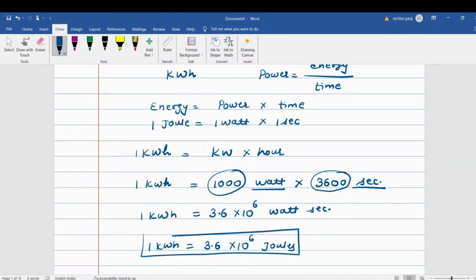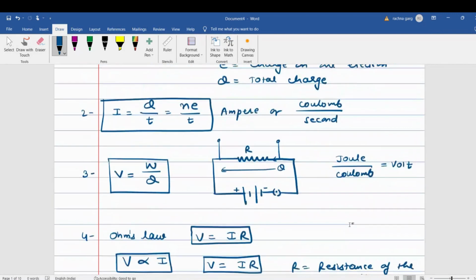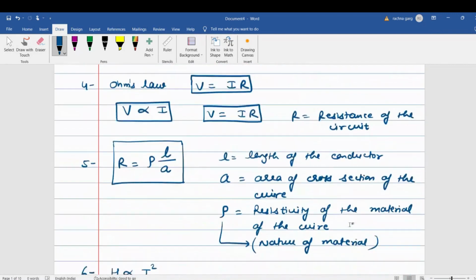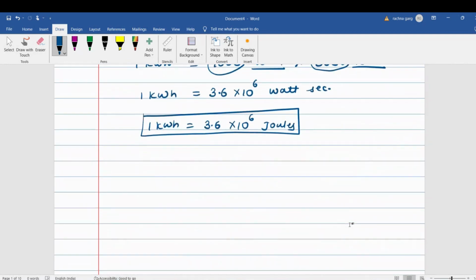Is it clear, people? Yes? These are the formulas for electricity chapter. You got it? Now, important questions based on this.